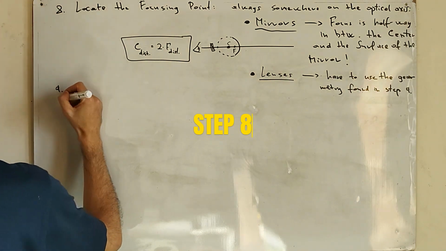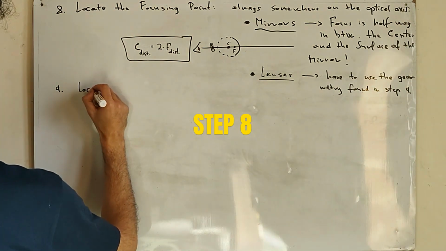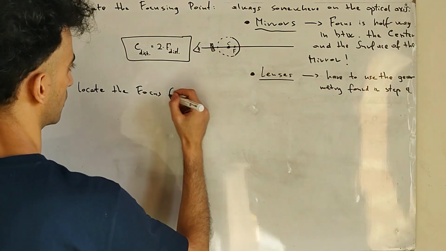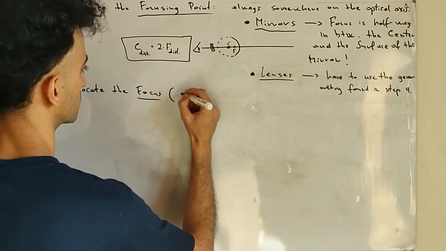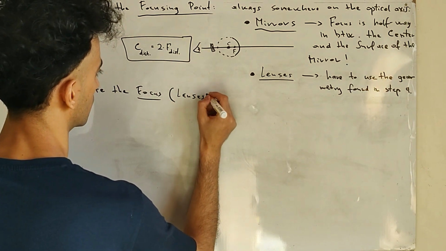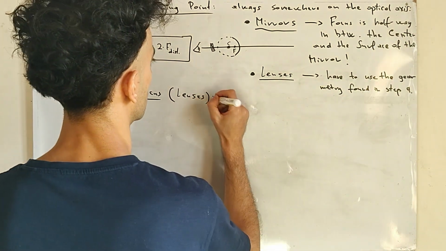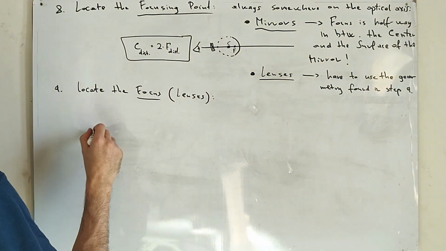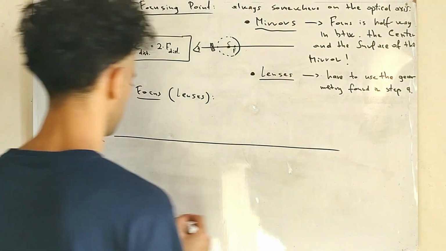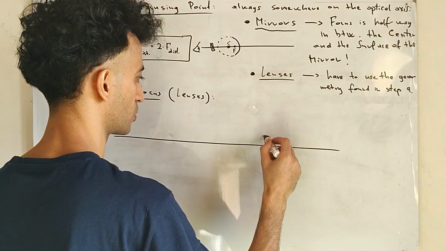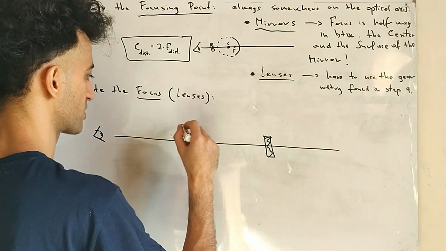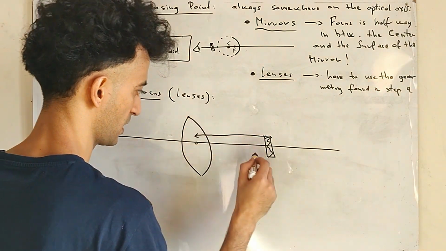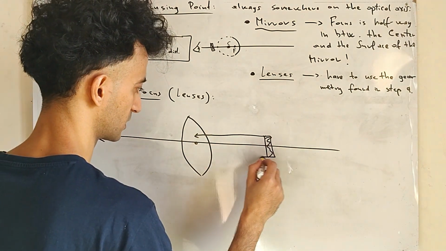Okay, step 9. What do we do? Locate the focus again. This time, focusing point and focus, same thing, right? This time we're talking about lenses. Okay? Now, with lenses, what's going on is this. You really have to remember that the light that is going to be coming from the object towards the lens will be refracting from it.